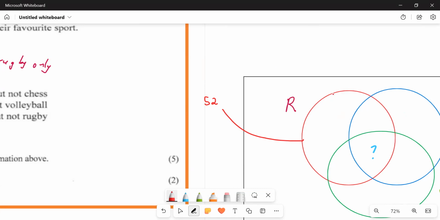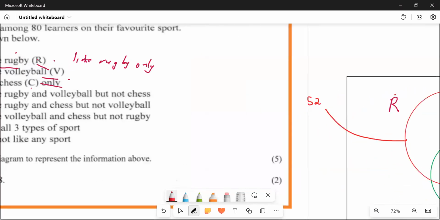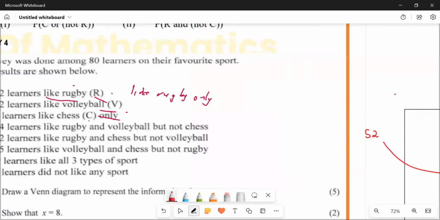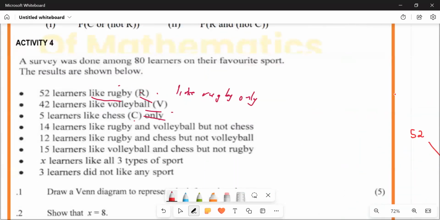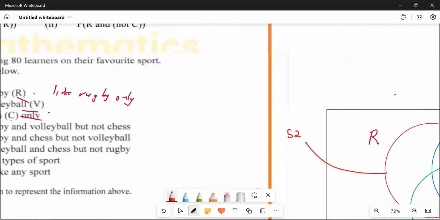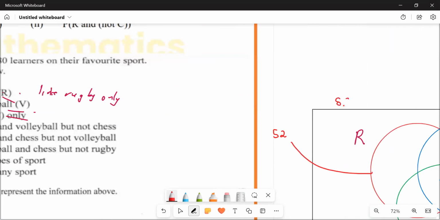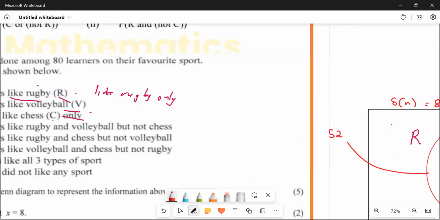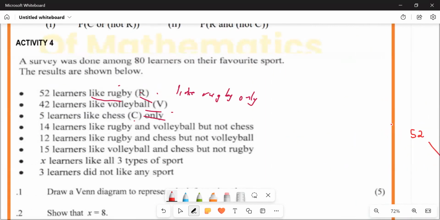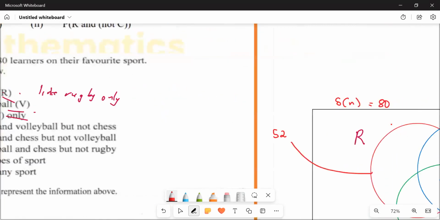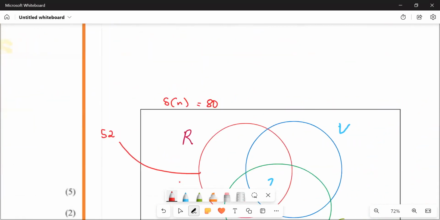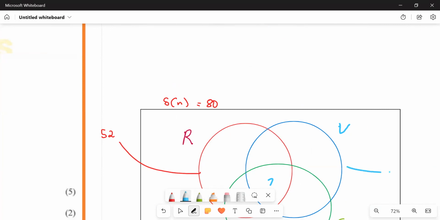And then we're also going to say, okay, but now what else are we told? We are told before that, maybe we should start with the sample space. A survey was done among 80 learners, okay? Meaning which S N. Our S N is going to be equal to 80. Right? And then from there, they say we have 42 which like volleyball. Okay? So you go to volleyball and then you say, okay, how many like volleyball? You put it outside. How many like volleyball? 42.